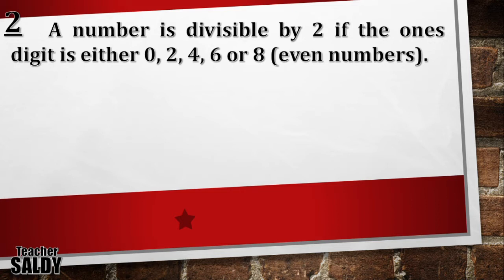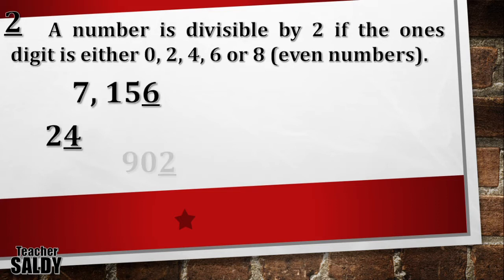Divisibility rule of 2. A number is divisible by 2 if the ones digit is either 0, 2, 4, 6, or 8, or what we call the even numbers. So, ibig sabihin, lahat daw ng even numbers, or lahat ng numbers na nagtatapos sa 0, 2, 4, 6, or 8, or yung mga ones digit nila. Yung pinakaunang number nila, o kung titignan mo yung isang number, nasa pinaka-right siya. Kapag yan daw yung dulo niya, divisible siya by 2. Pwede mo siyang hatiin ng dalawa, or pwede mo siyang i-divide by 2.